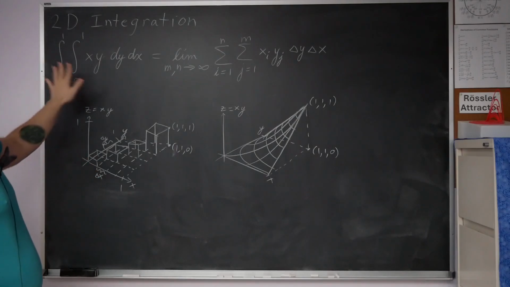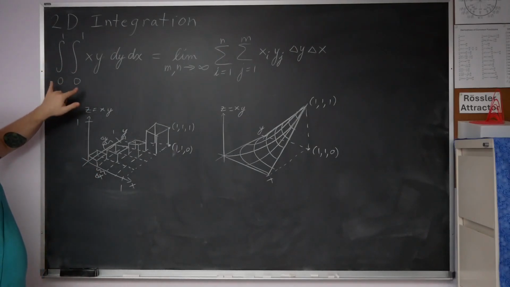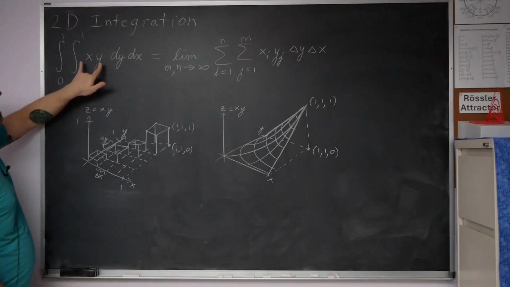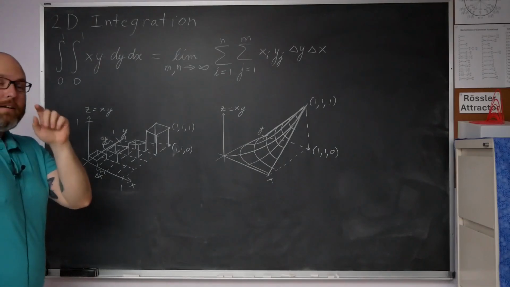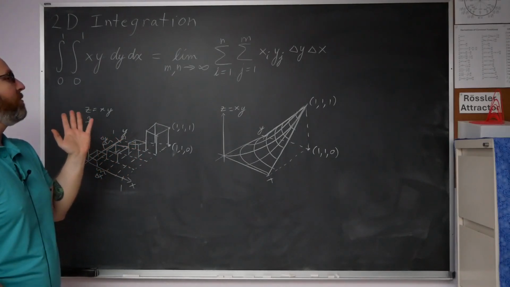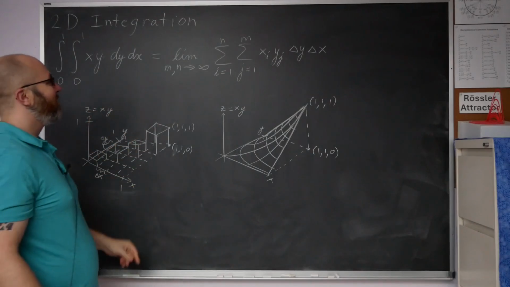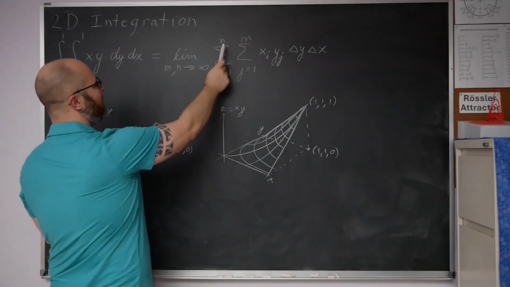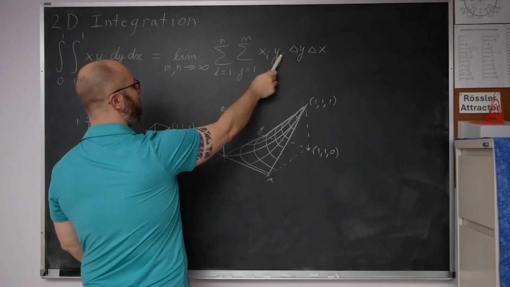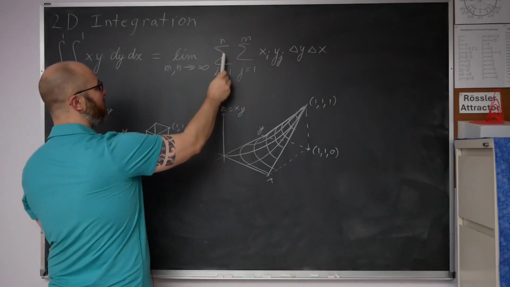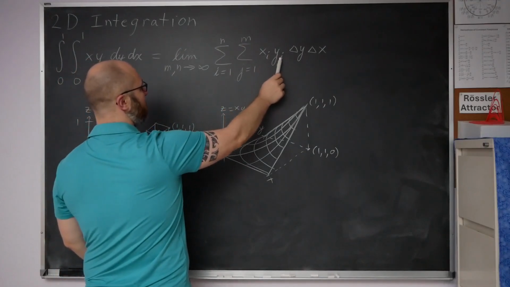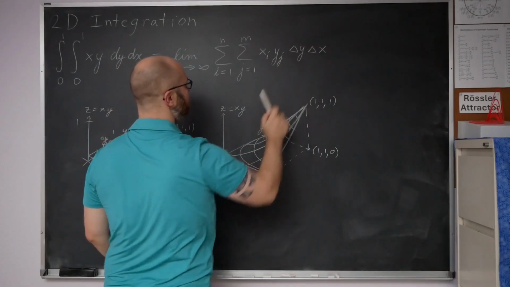All right, so the double integral here is finding the volume with its base, this rectangle on the bottom, and its height defined as this function z equals x times y. Going back to your Riemann sums, this is equal to the limit as m, n go to infinity, where n goes with x and m goes with y, of the sum from i equals 1 to n, j equals 1 to m, of x sub i times y sub j times delta y times delta x.